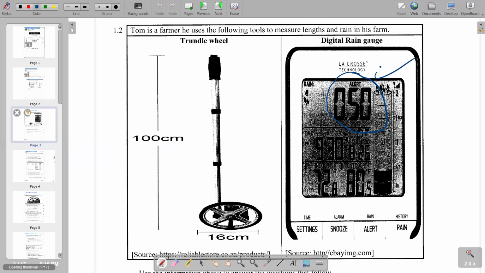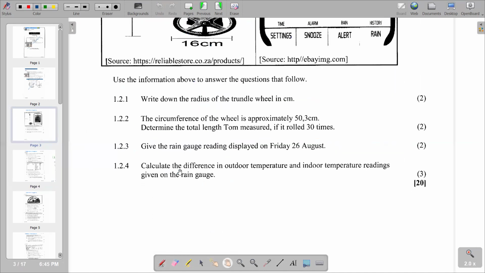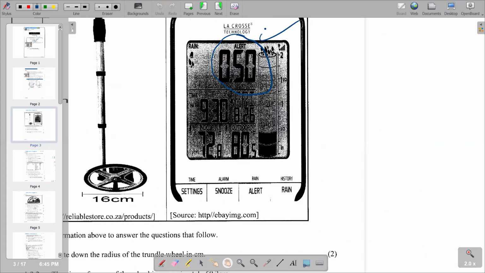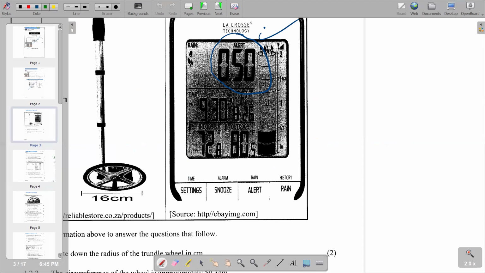We'll go to the last part of our question, which is 1.2.4. Calculate the difference in outdoor temperature and indoor temperature readings given on the rain gauge. So we come here, and we see that 72.8 here is our indoor, and then we have 80.5 as our outdoor. So we can calculate the difference between the two, whereby we say 80.5 minus 72.8, and the answer that we're going to get becomes 7.7.